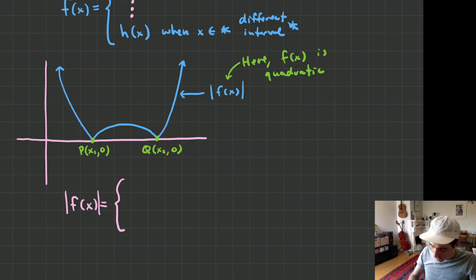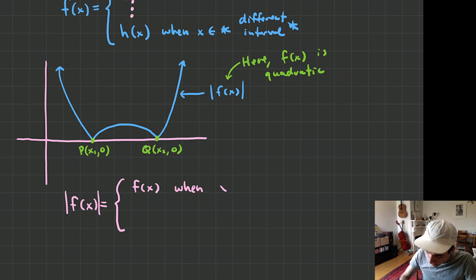So the absolute value of this quadratic is equal to, well, we would say in this portion right here, when x is less than x1, right? When we're left of this x-intercept, this is just the regular old f of x. That's just our original function. And we would say it's f of x when x is less than or equal to x1, when we're left of that first x-intercept.